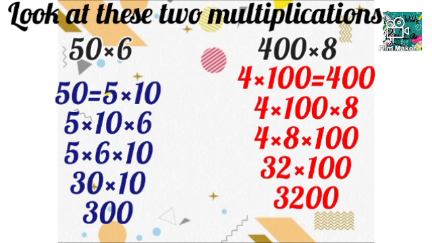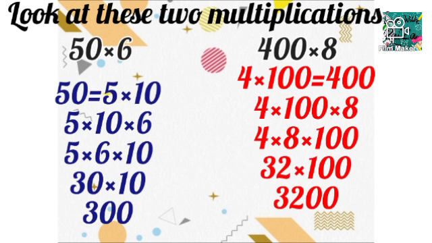What is the easiest method? First multiplying 50 by 6, or 5 by 6 and then 10? What is easy? Yes, first it's easy to multiply 5 by 6. 5 by 6 is 30. Then 30 by 10 is 300. So this is how to multiply tens.